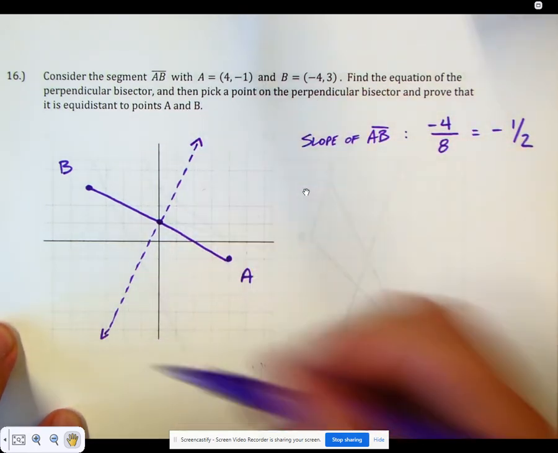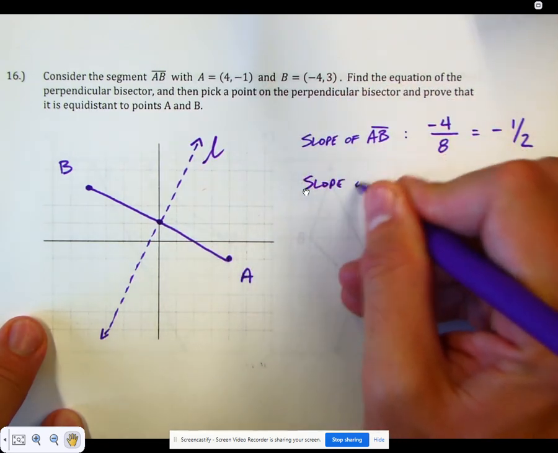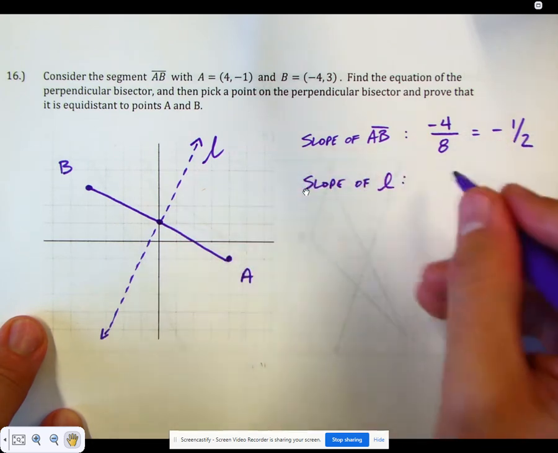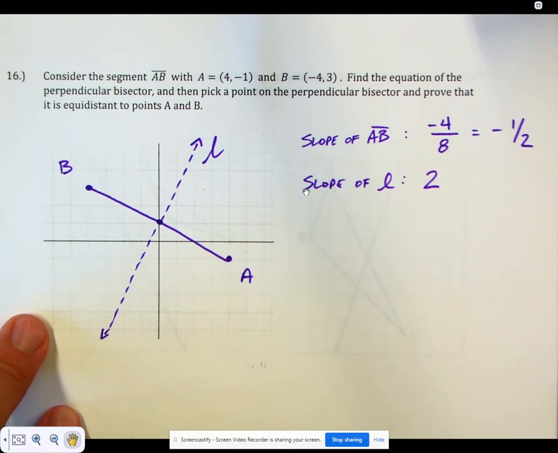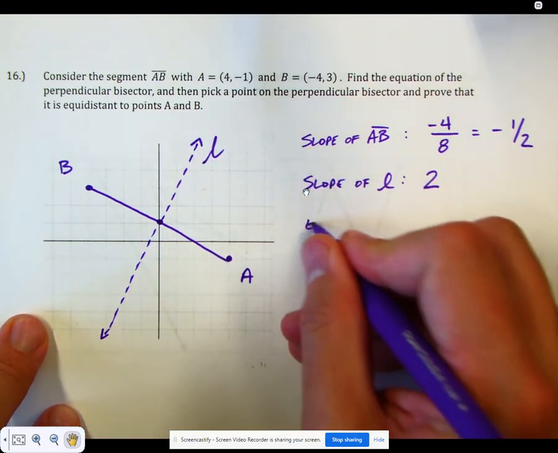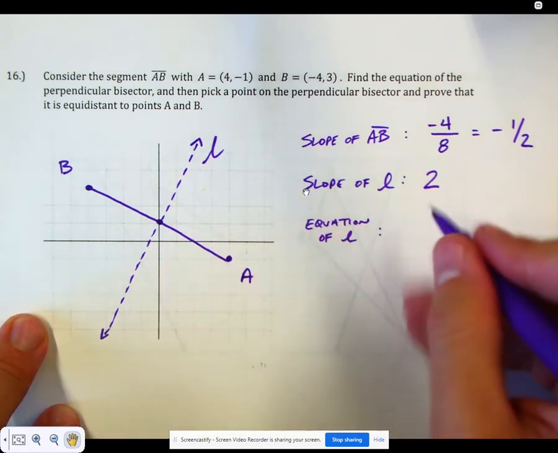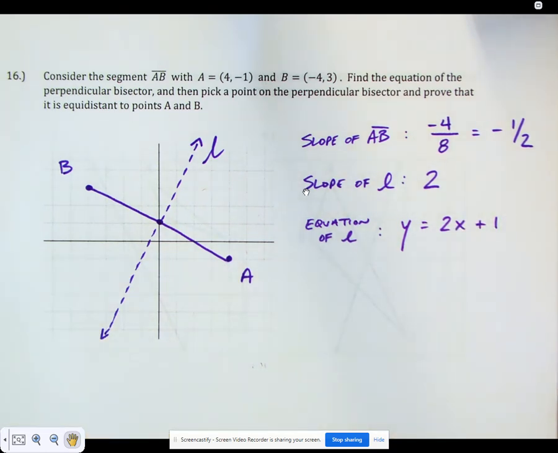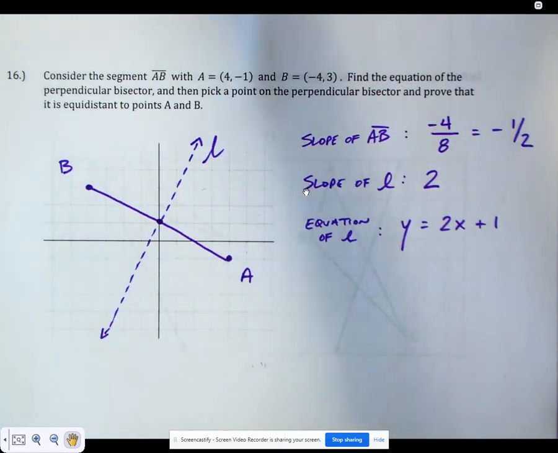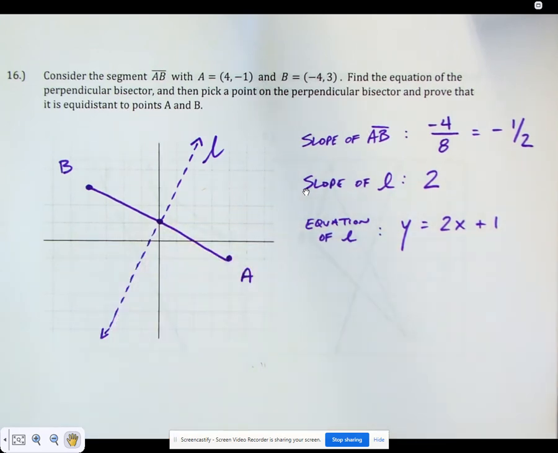So this line here, let's call this line L. The slope of L must be +2. 2 is the opposite reciprocal of -1/2. And so, therefore, the equation of line L is y equals 2x plus 1. Notice I did not have to use point slope form here. I didn't have to use the more difficult point slope form because it crossed the y-axis at a nice, obvious spot of 1. So there we go.